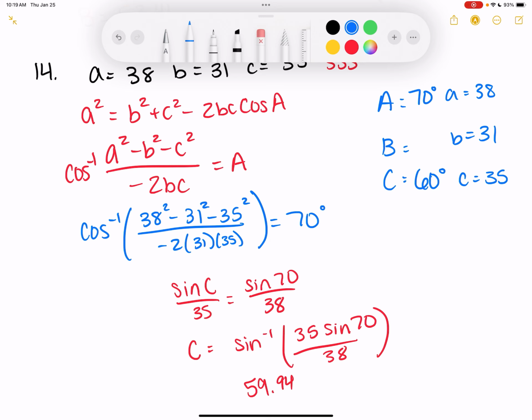And then angle B is obviously the easiest one. 180 minus 70 minus 60. 50. And biggest angles with biggest side, smallest angles, smallest side, so we're good.